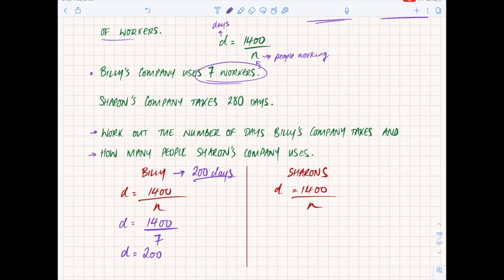Sharon's is a little bit different because now we don't have the number of workers. What we actually have is the number of days, so that's D. So I change D for 280 now. What I'm now having to do is work out this N part, no longer working out this part. So to do that, if you have two variables like that, we can simply flip those two over. So N is now equal to 1400 divided by 280.